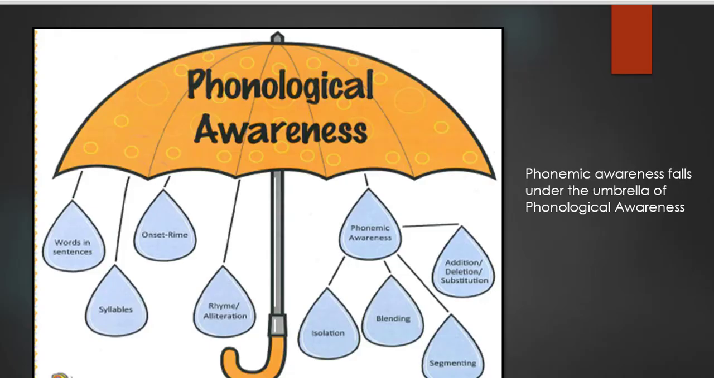The tasks that we have examined so far fit under the umbrella of phonological awareness. All of these tasks involve listening and spoken language. They can be done in the dark. They are considered lights-off activities because we don't need printed language. Raindrops that fall beneath this phonological awareness umbrella on the image for this slide include words in sentences, syllables, onset rhyme, and rhyme alliteration. On the opposite side of the umbrella's handle are raindrops that fit under the phonological umbrella, but more specifically relate to phonemic awareness: isolation, blending, segmenting, addition, deletion, and substitution.